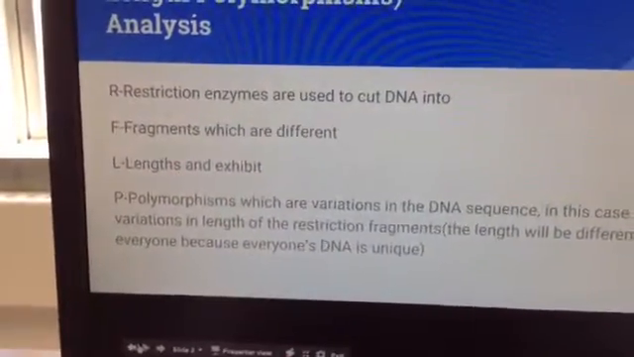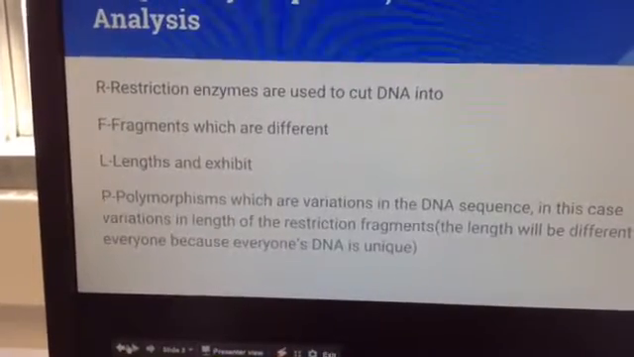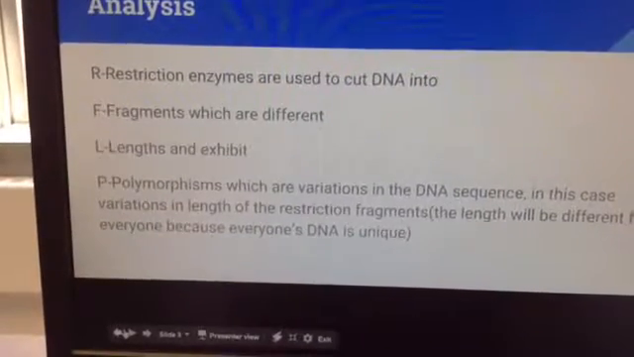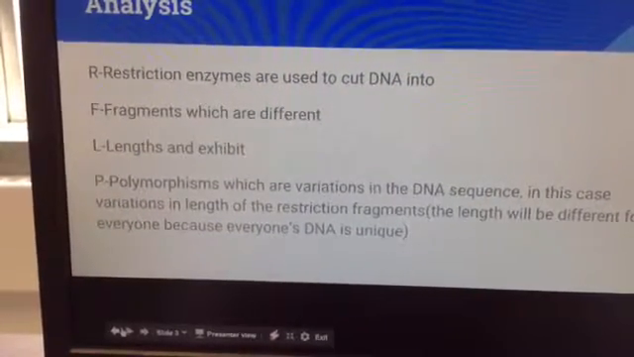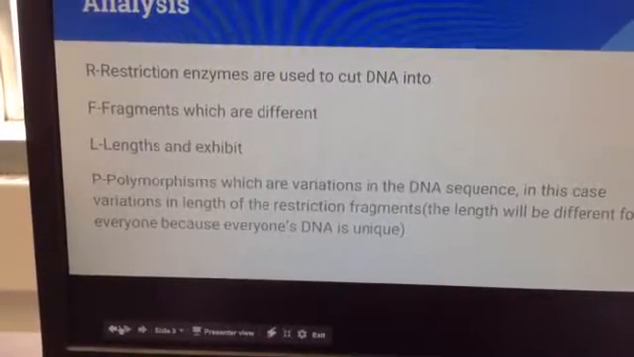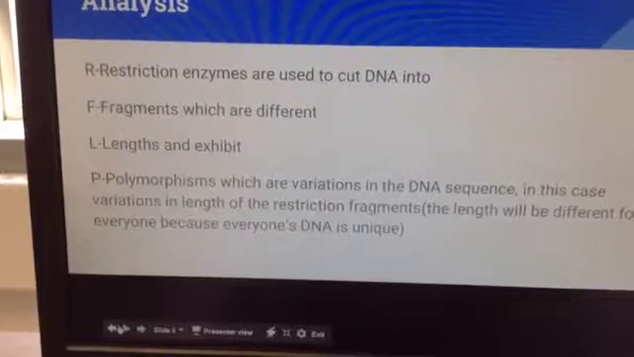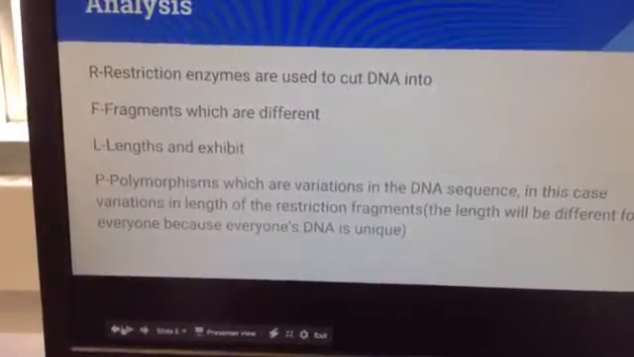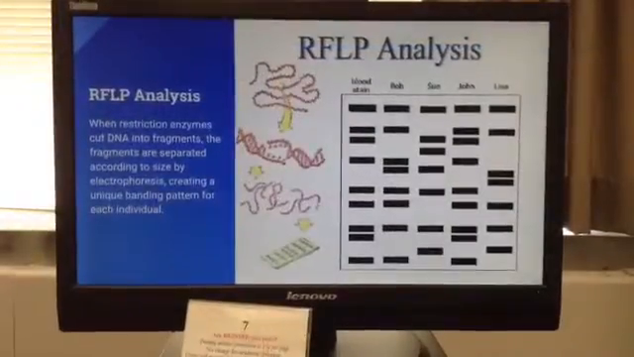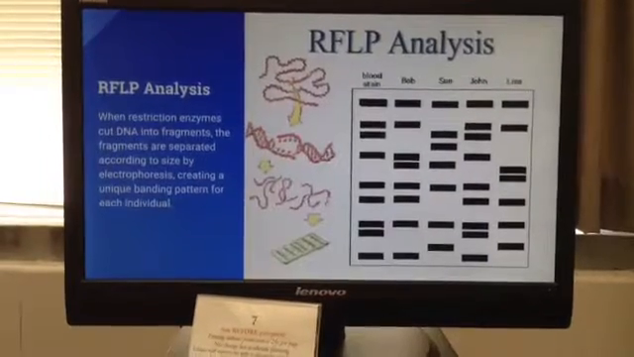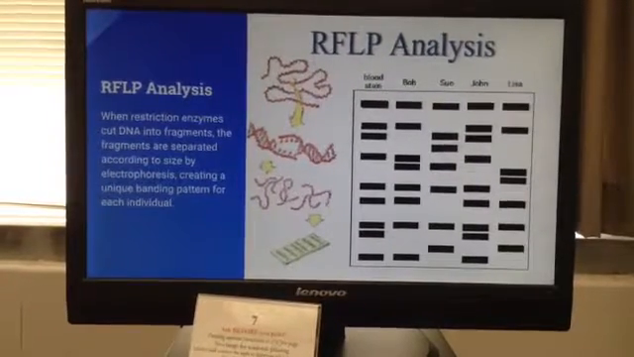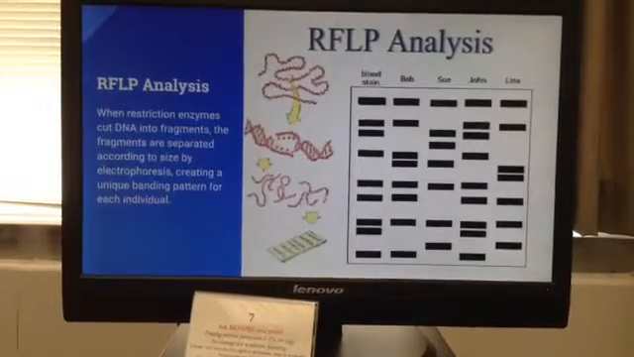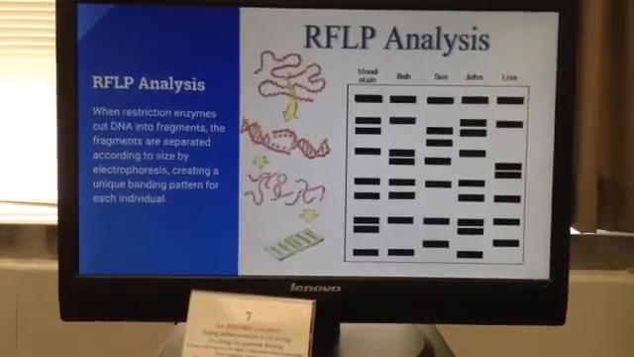The R stands for restriction enzymes, which are used to cut DNA into F fragments, which are different L lengths, and exhibit P polymorphisms. Polymorphisms are variations in the DNA sequence, and in this case variations in length of the restriction fragments. For each person the length is going to be different because everybody has a unique set of DNA. So during RFLP analysis, restriction enzymes cut DNA into fragments. The fragments are then separated according to size by electrophoresis, which creates a unique banding pattern for each individual.